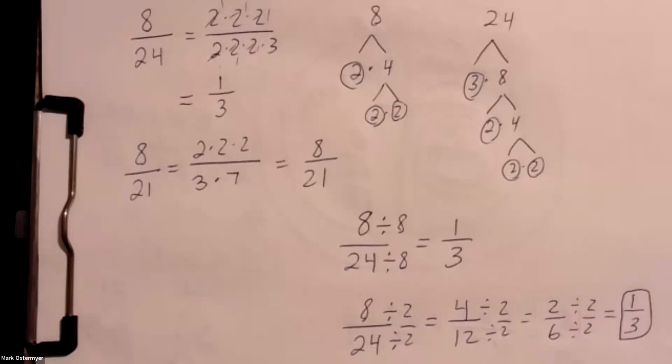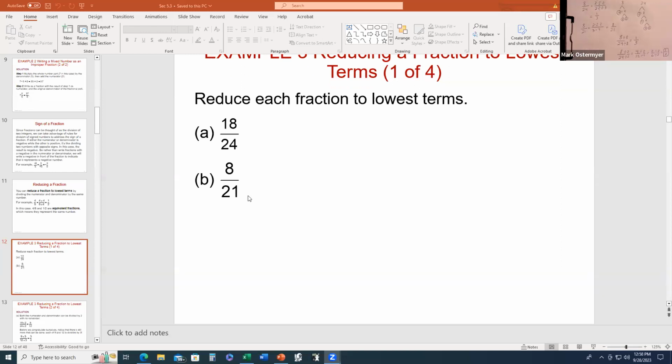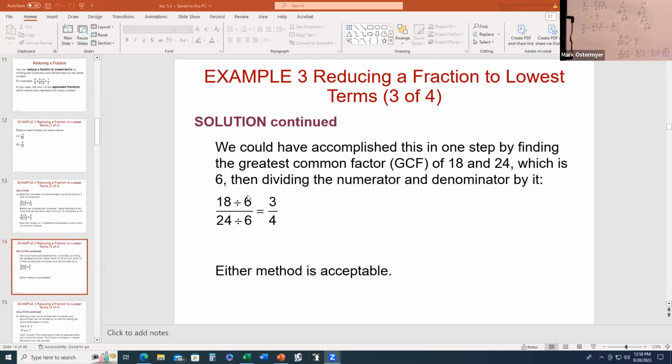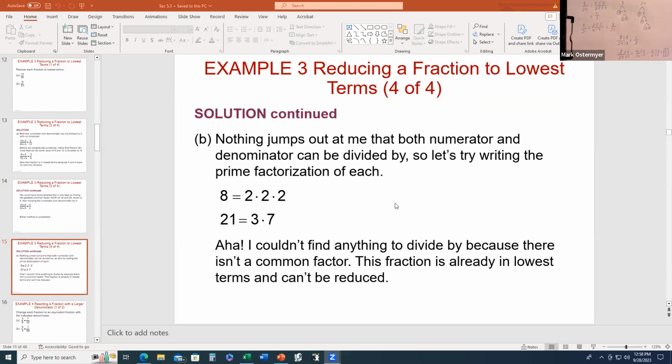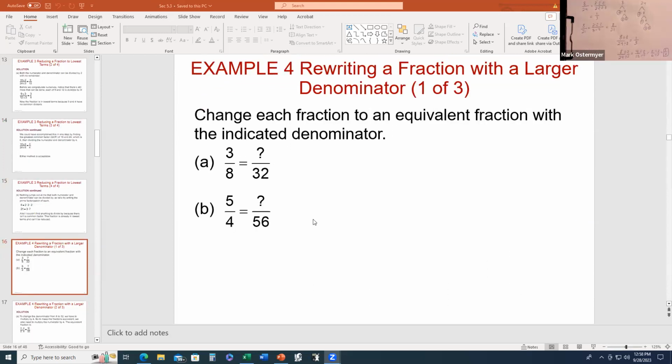All right. Let's move on. All right, this is just showing you ways of reducing those fractions down. Other ways might have deviated slightly from our way. Bottom line is we get the same reduced fraction. Okay, and 8/21 cannot be reduced.